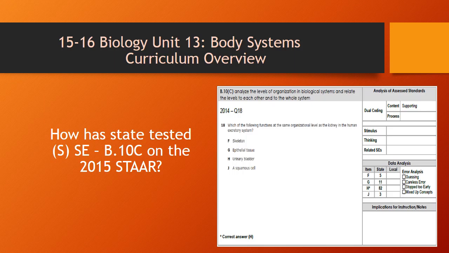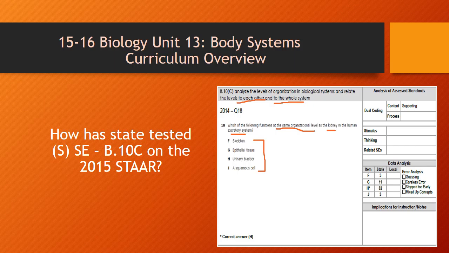Now looking at 10C, we have a question. The SE focuses on analyzing the levels of organization in biological systems and relating the levels to each other and to the whole system. And question 18 from a 2014 assessment says, which of the following functions at the same organizational level as the kidney in the human excretory system? So we're talking about the excretory system. The specific organ is the kidney, and I want to know, out of all of these answer choices, which of these are on the same organizational level.